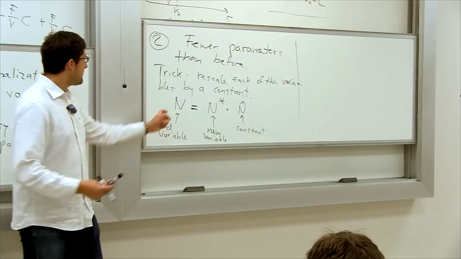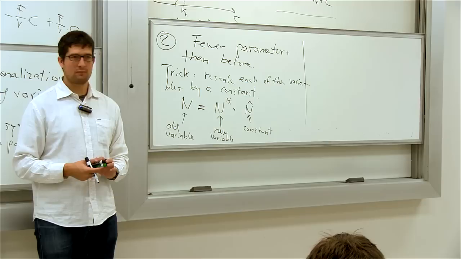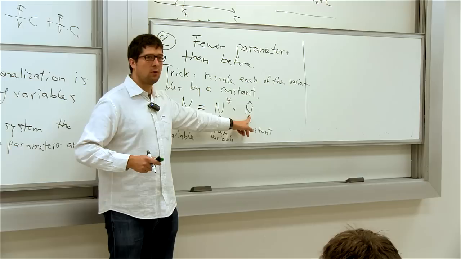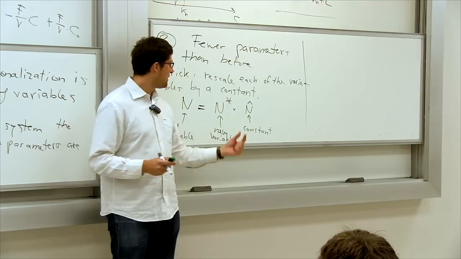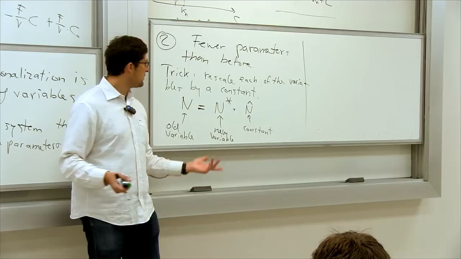Okay, now remember the units for n? What were the units for n again? Number divided by volume, right? Well, guess what? This n hat is going to incorporate all the units. So this constant is going to have units of number divided by volume, and the new variable n star will have no units. Simple as that. This constant takes all the units.